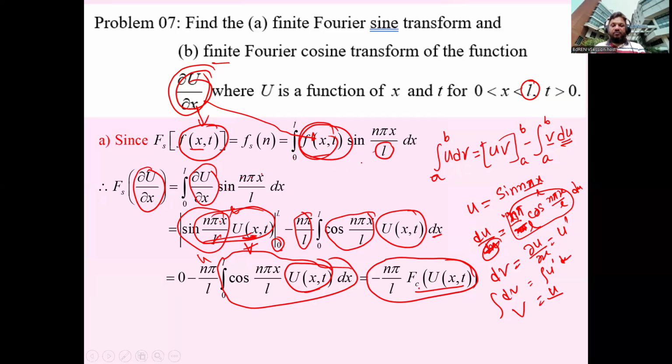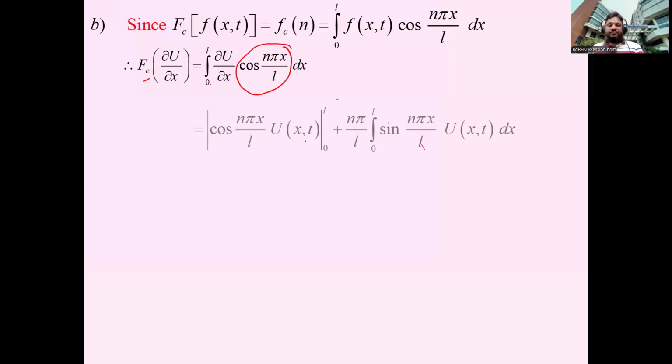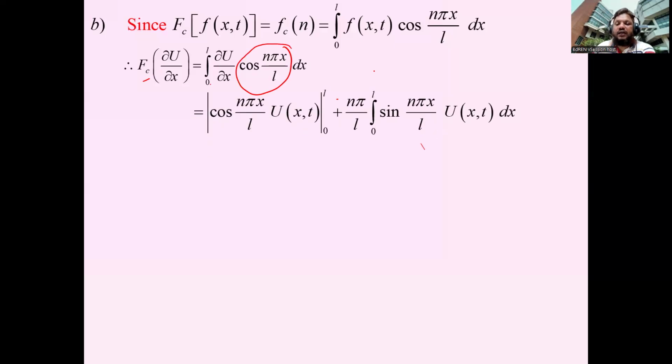So the Fourier sine transform of del u del x is minus n pi by L times the Fourier cosine transform of u of x,t. Similarly, we can find the Fourier cosine transform. The transformation is given here; previously it was sine, and in this case it is cosine. So the Fourier cosine transform is the integral from 0 to L of del u del x cos n pi x by L dx. Now similarly we use the formula.